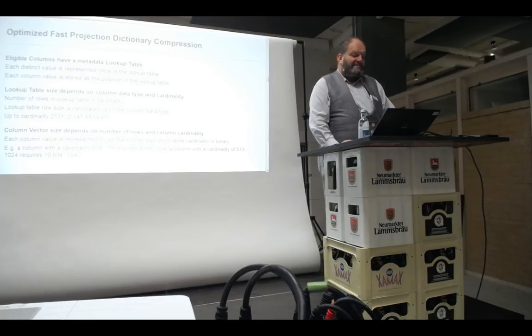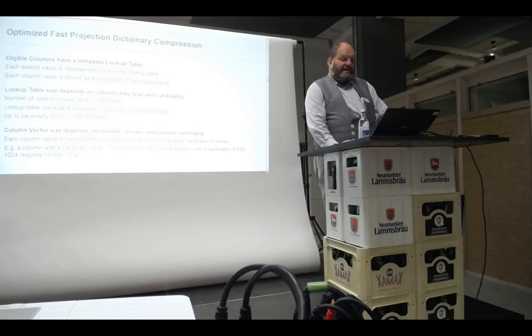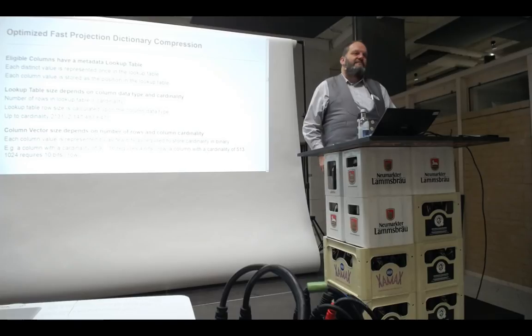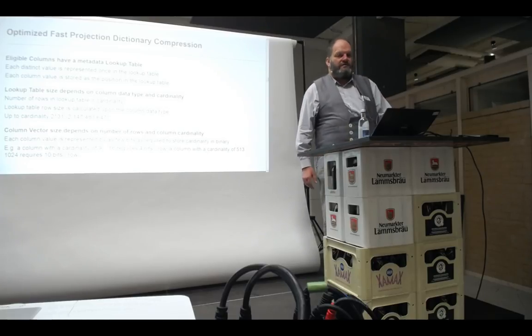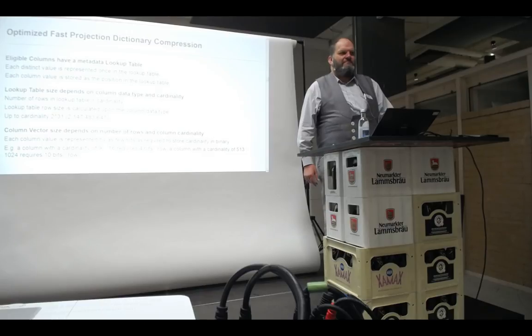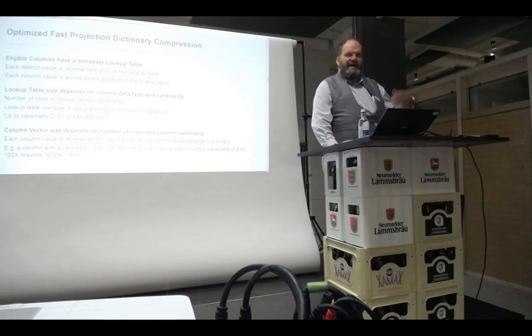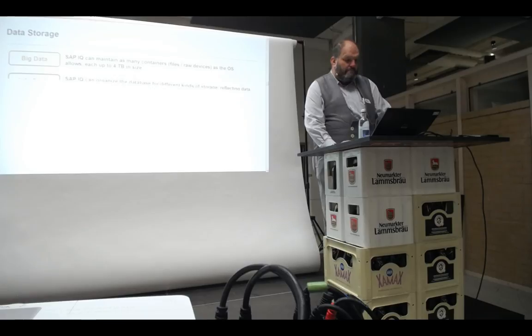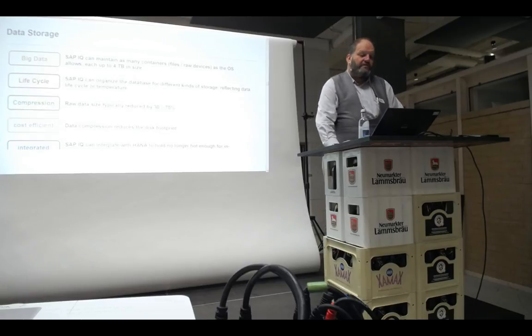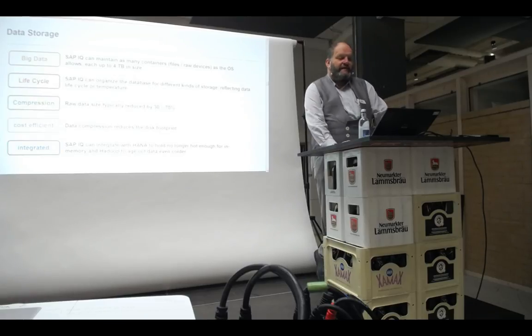The lookup table size depends on column data type and cardinality. The maximum cardinality that we can cover with optimized fast projection with lookup tables is 2 to the power of 31. The real limit where this mechanism is useful frequently is lower, depending on size of data, machine, and other factors.